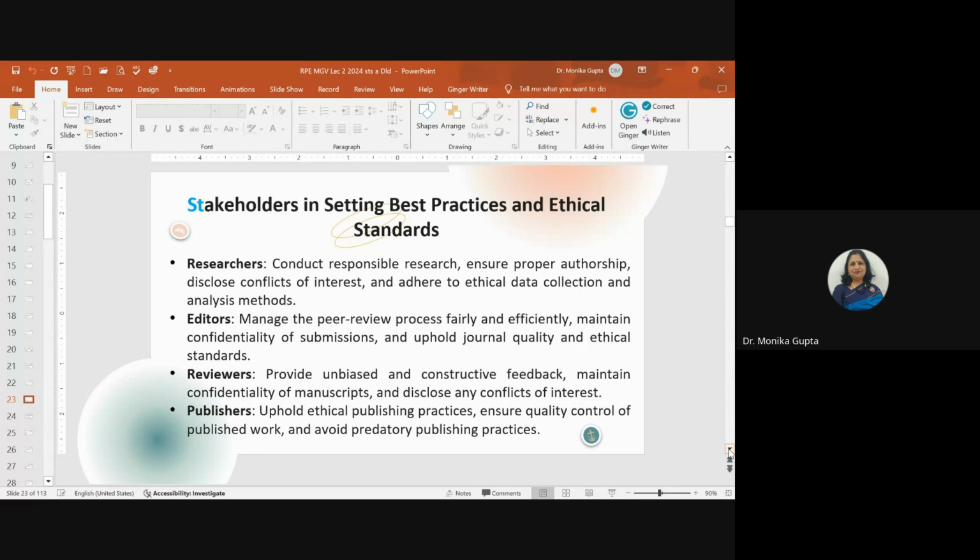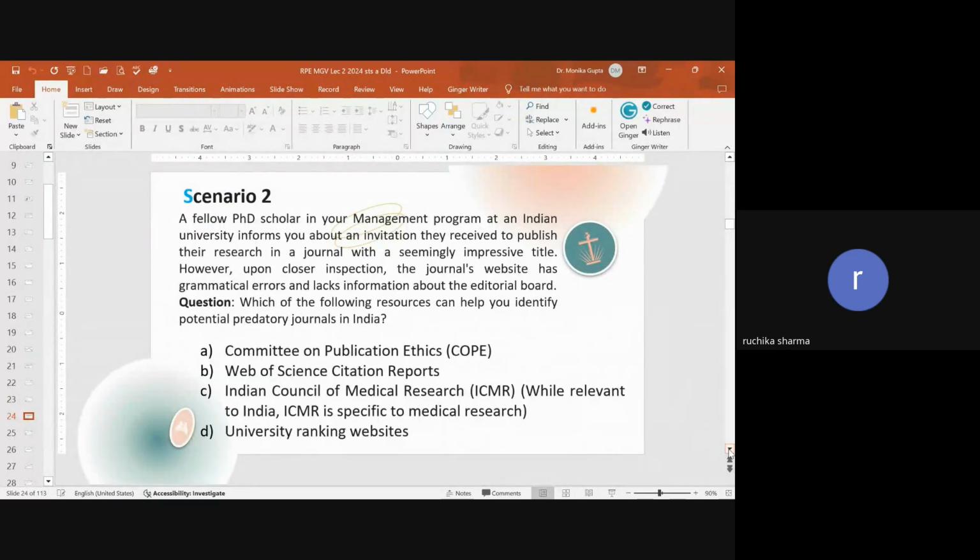So, the stakeholders in setting best practices and ethical standards, as we have discussed, are researchers, editors, reviewers, and publishers. Should we move ahead or should I explain this slide further? No, ma'am, you can go ahead. These are all clear, I think, to me.